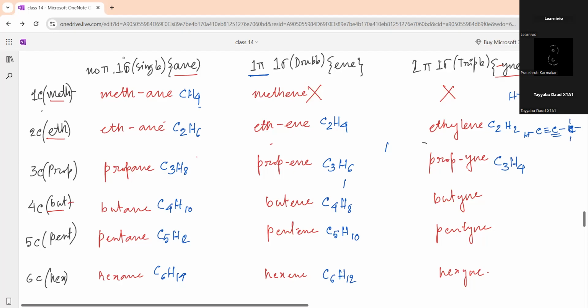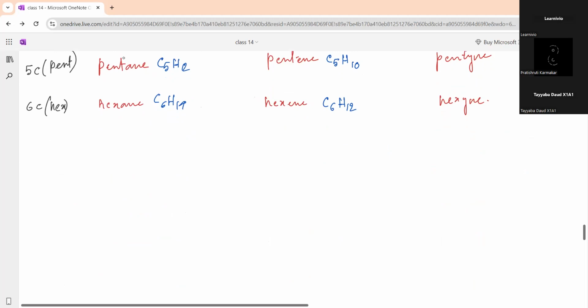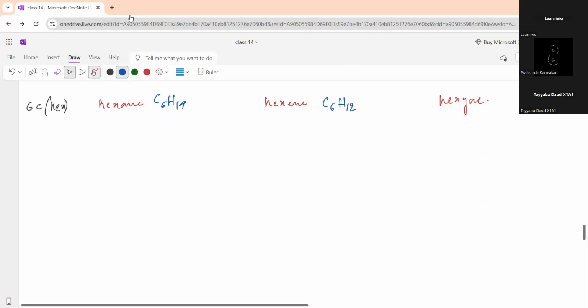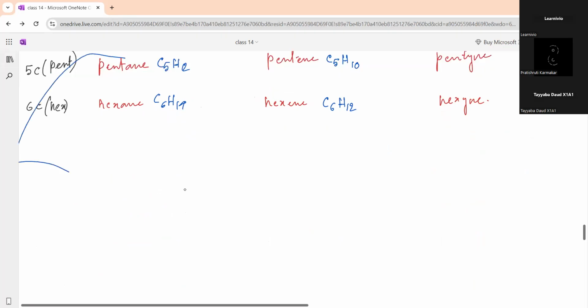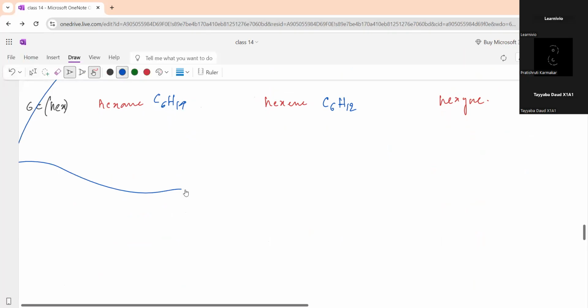Then for butyne, let's draw the structure here. For butyne, what will we have? We will have carbon. Give me one second.